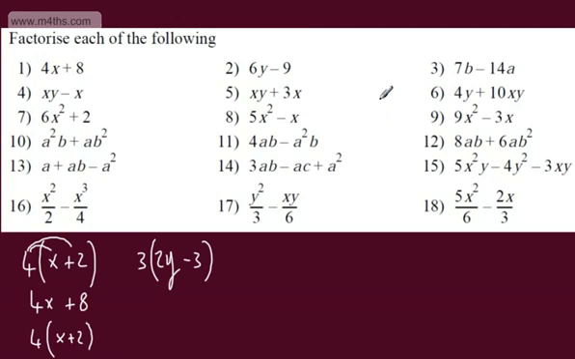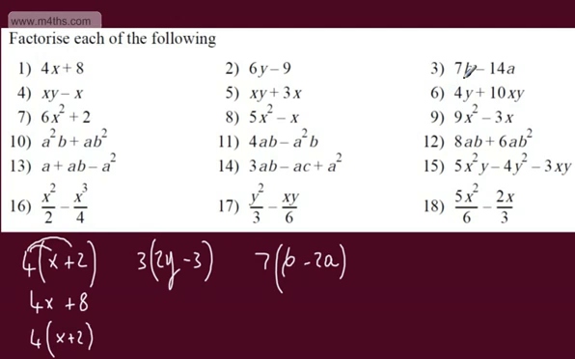Okay, 7b minus 14a. We see the b and the a are different, so there's no common variables. B is a variable, a is a variable, but these are not necessarily the same. So what we've got then is 7b minus 14a. Biggest number that goes into 7 and 14 is 7. That's the highest common factor. That comes on the outside. What do I need to multiply 7 by to get 7b? The answer is just b. What do I need to multiply 7 by to get minus 14a? The answer is minus 2a.